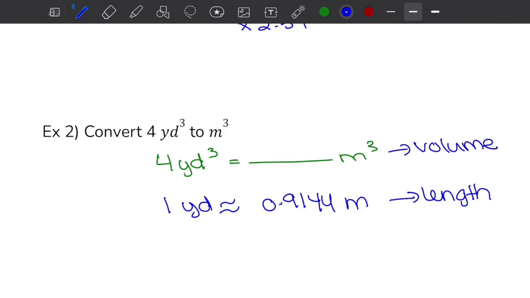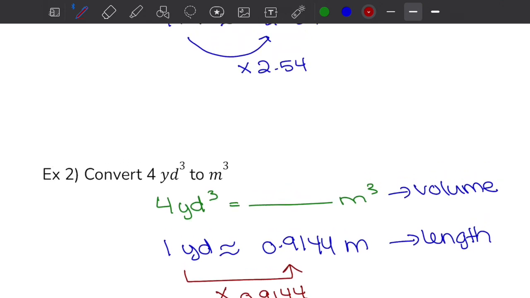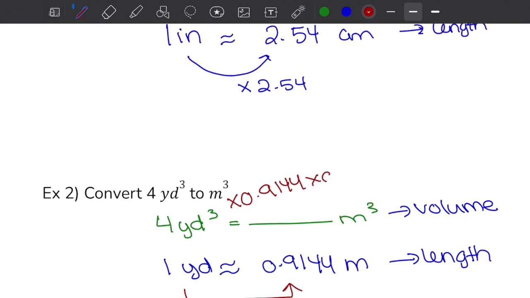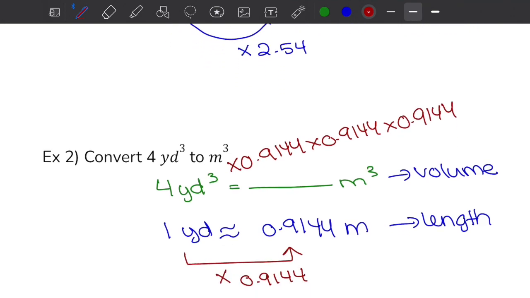Okay, so how do I get from 1 to 0.9144? I multiply by 0.9144 and try it out. 1 times 0.9144 is equal to 0.9144. So here I will do the same thing, but I will do it 3 times because it's volume, and volume is 3-dimensional. Okay, so on your calculator, you're going to multiply 4 by all these numbers. So give me a second while I do that as well. And that should give us 3.058.